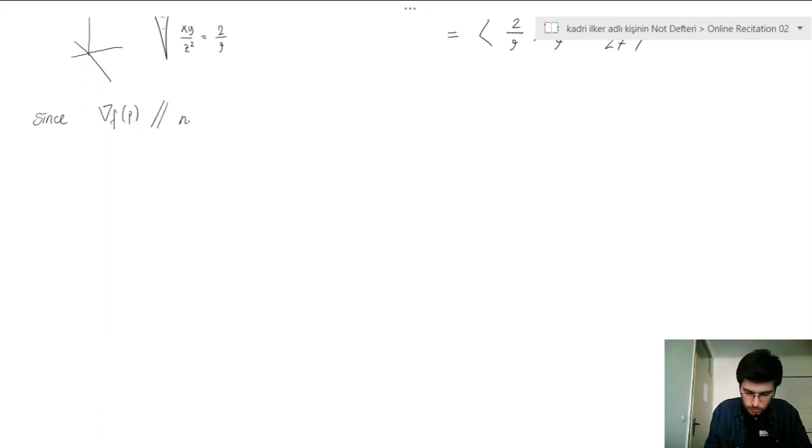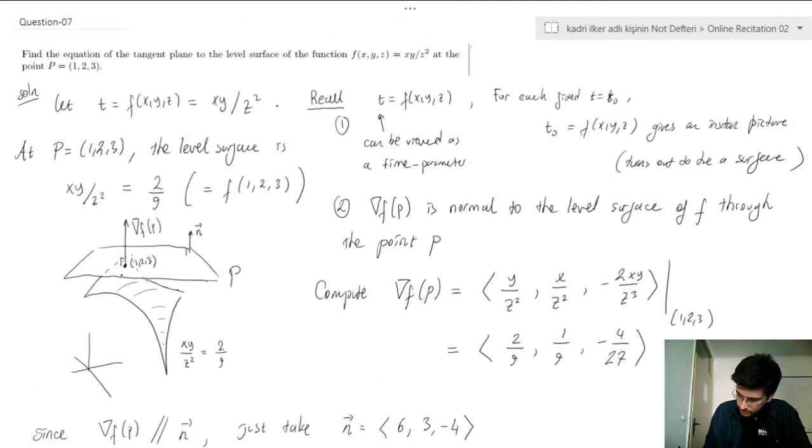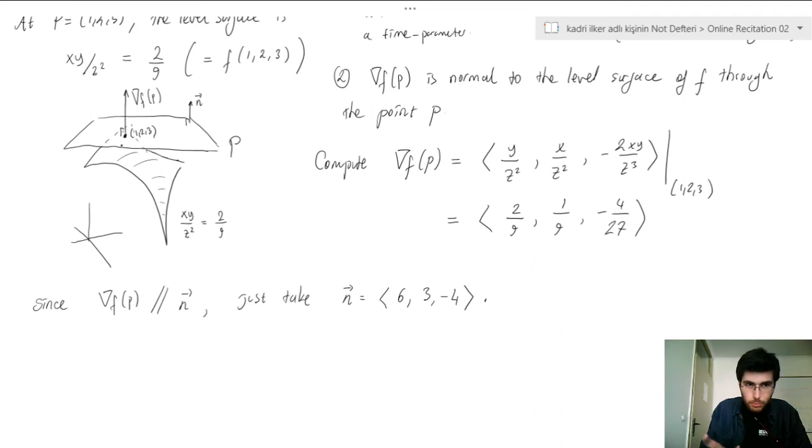Because of recall 2, since this gradient vector is parallel to the normal vector, and the direction is important, the scaling is not important, just take the normal vector of this tangent plane to be (6, 3, -4). What I have done is just multiply this vector by a constant, which is actually 27, to get rid of the denominator. Then you know the normal vector, and you know a point on the plane.